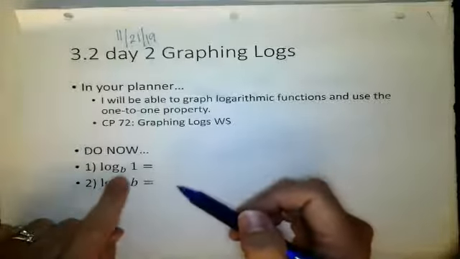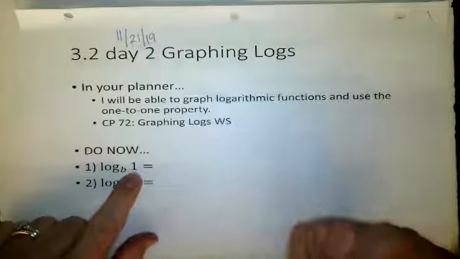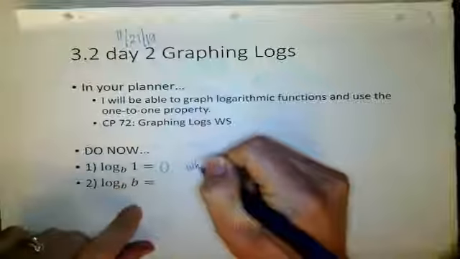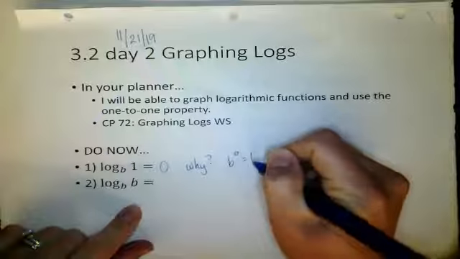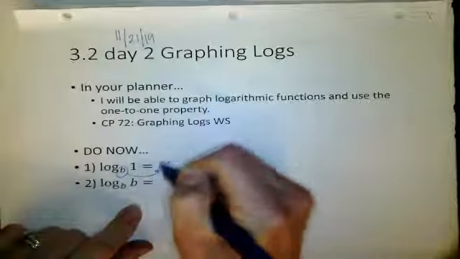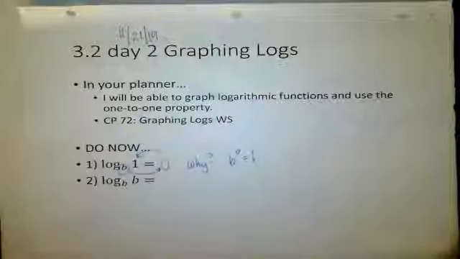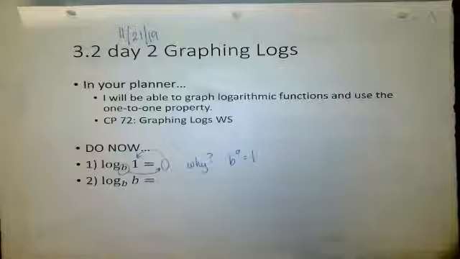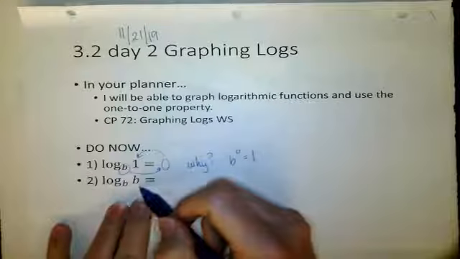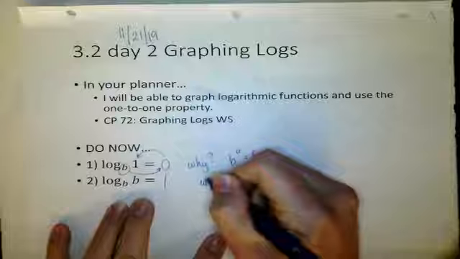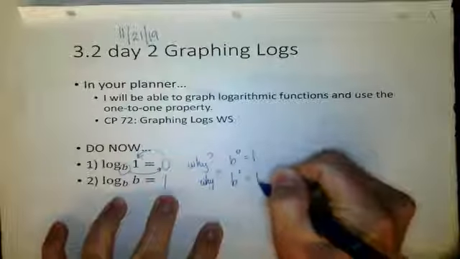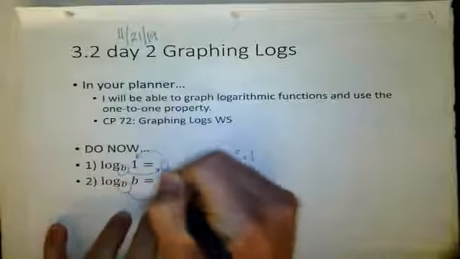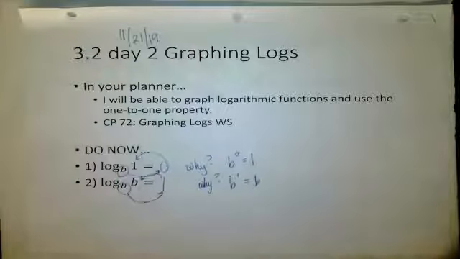So log base b of 1 equals what? 0. Why? Because anything to a power of 0 equals 1. Because if you give it a swirly, it makes total sense. Okay? So log base b of b is equal to 1. Why? Because anything to the first is itself. Yes, again, because if you give it a swirly, it makes perfect sense.